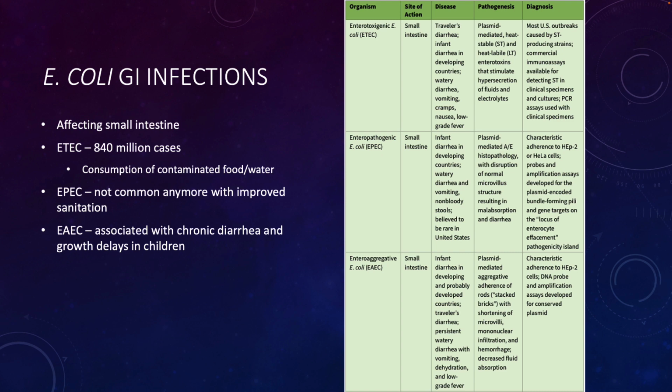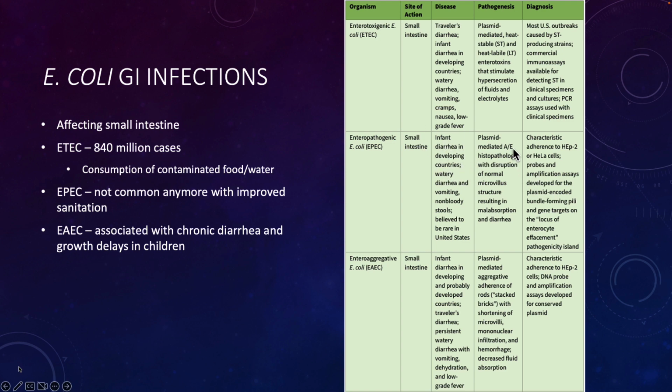And it's because patients have a couple of different toxins that can be produced in the body by the bacterium, including a heat-stable and a heat-labile enterotoxin. And those generally lead to hypersecretion of fluids, which of course causes diarrhea. Most US outbreaks are caused by strains that are producing the heat-stable toxin. EPEC, enteropathogenic E. coli, is not as common in the US. You see something like infant diarrhea in developing countries.